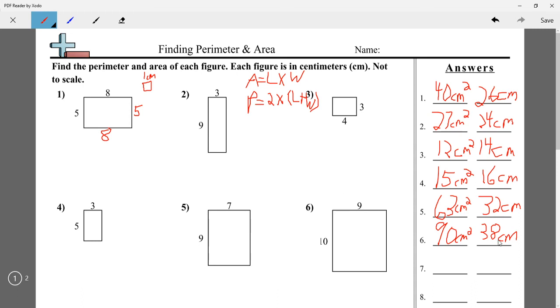So hopefully that cleared things up for how to find perimeter and area of a rectangle.